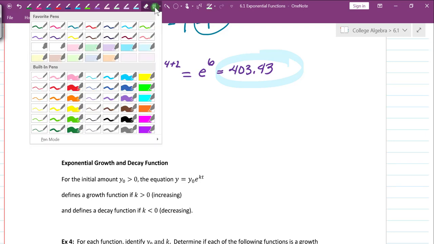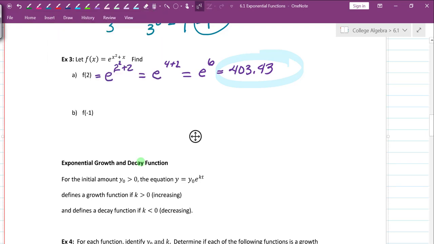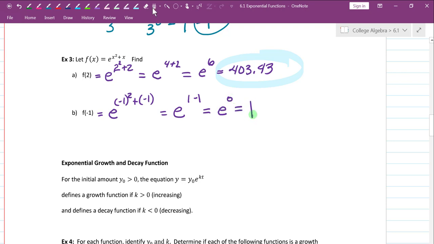Next, I want to evaluate it when x equals -1. So this is going to be equal to e to the (-1) squared plus -1. So this is equal to e to the 1 plus -1, because -1 squared is just 1. So this is e to the 0. Anything to the 0 power is just 1. So my final answer right here is just the number 1.